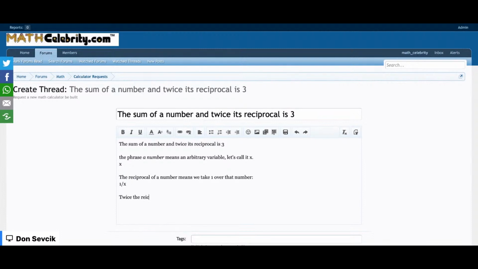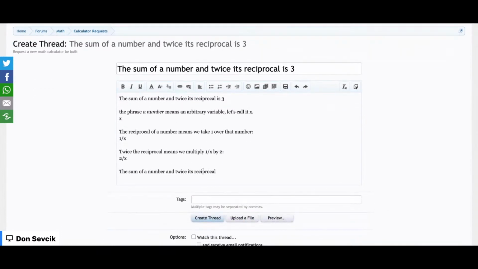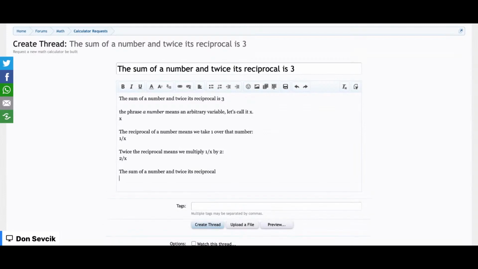Twice the reciprocal means you multiply 1 over x by 2. So we have 2 over x. And then we're going to do this part. As you could see, if you haven't figured out in these videos, I like to take first principles step by step, break it into easiest parts to simplify, and then go from there. The sum means we add. So we have x plus 2 over x, the sum of a number, which was this, and twice its reciprocal, which is this. The sum means we add.